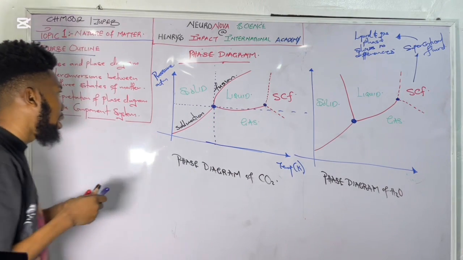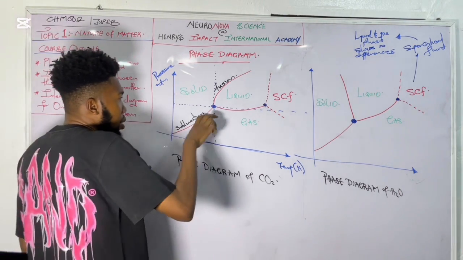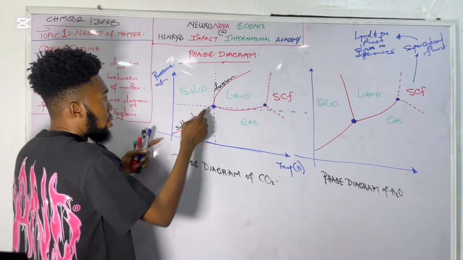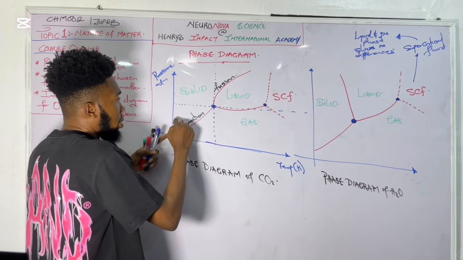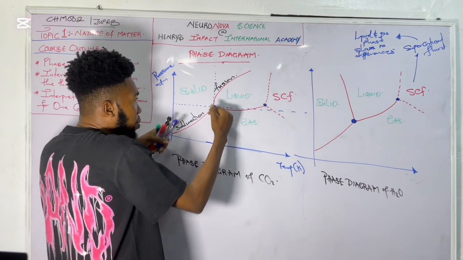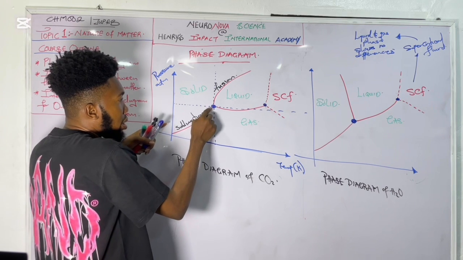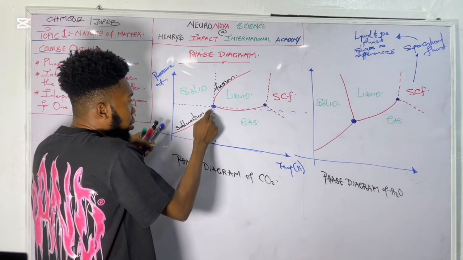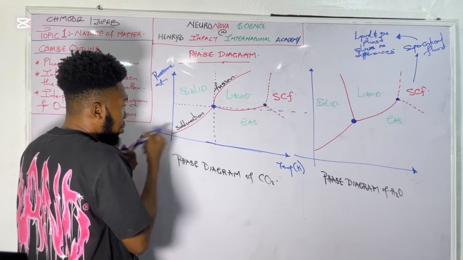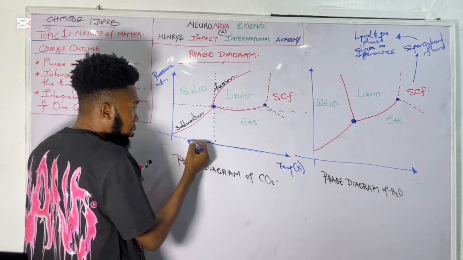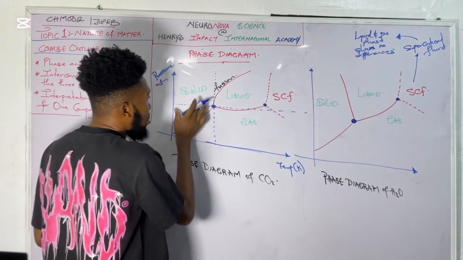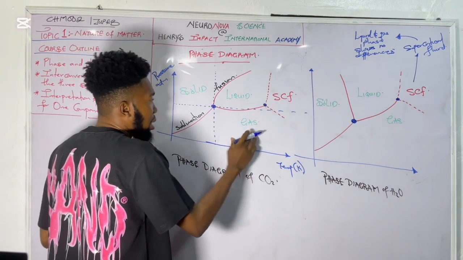So you agree with me that once your pressure is low, once you have low pressure that is lower than this critical point and temperature that is greater than any point along here, that means once your temperature is along these regions, that material can sublime from solid to gas. That's what we're trying to see.